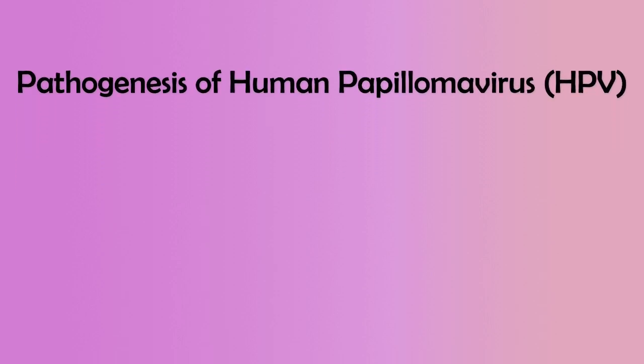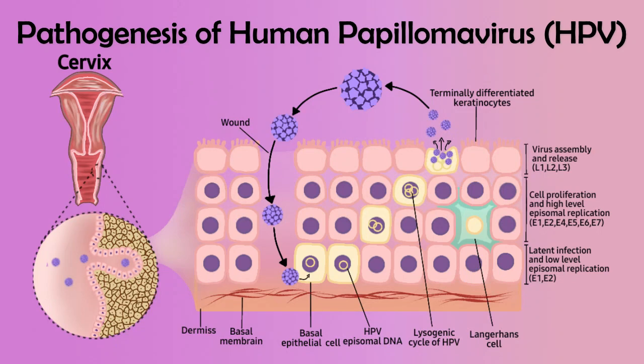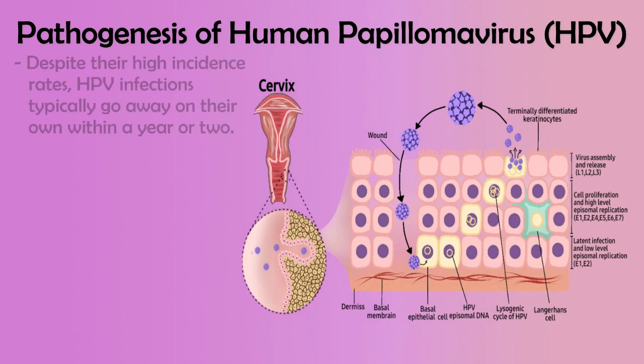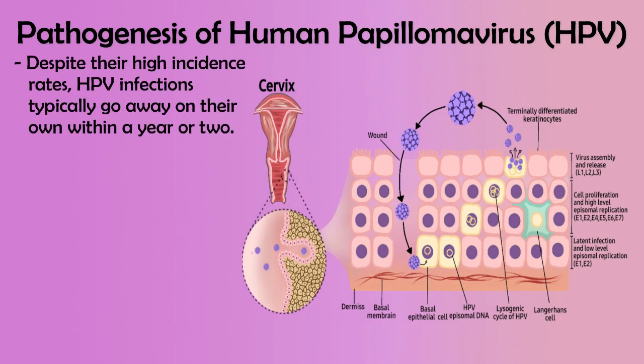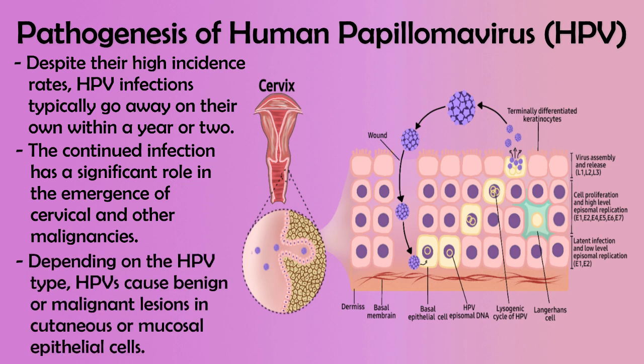Pathogenesis of human papillomavirus. With the help of this diagram, you will understand the papillomavirus pathogenesis. Despite their high incidence rates, HPV infections typically go away on their own within a year or two. The continued infection has a significant role in the emergence of cervical and other malignancies. Depending on the HPV type, HPVs cause benign and malignant lesions in the cutaneous and mucosal epithelial cells.